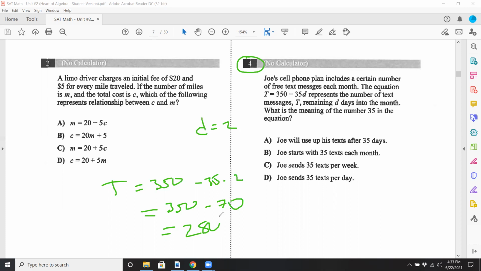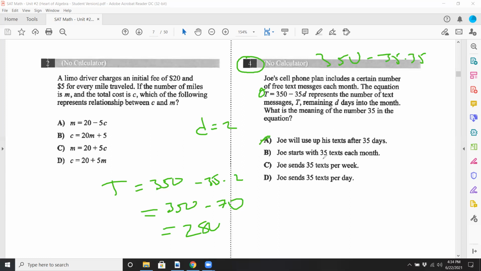So what does the 35 represent then? What do you guys think? He'll use up all his text after 35 days. But if you plug in 35 for D, that's going to be 350 minus 35 times 35. And I can tell you for a fact that 35 times 35 is much bigger than 350. It's almost 1,000. So I don't think it's use up all his text. Actually, when do you think he would use up all his text? On what day will he have no more text messages left? 10 days, exactly, right?